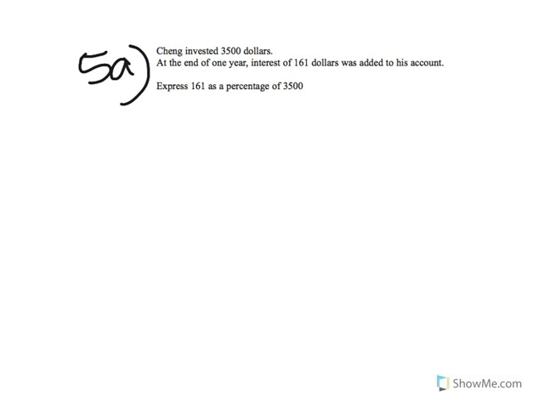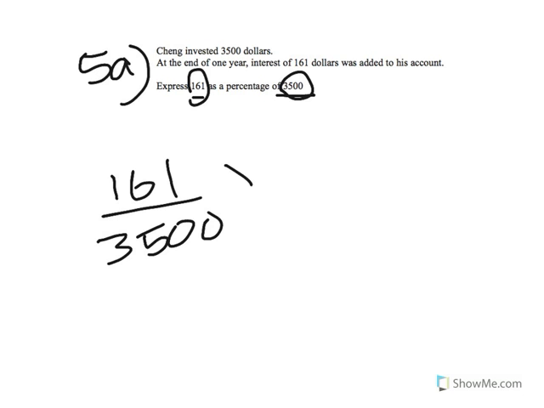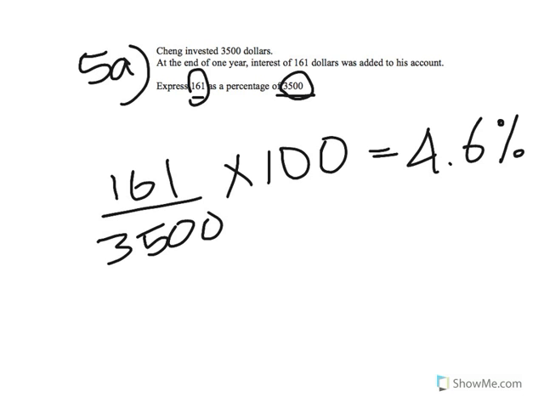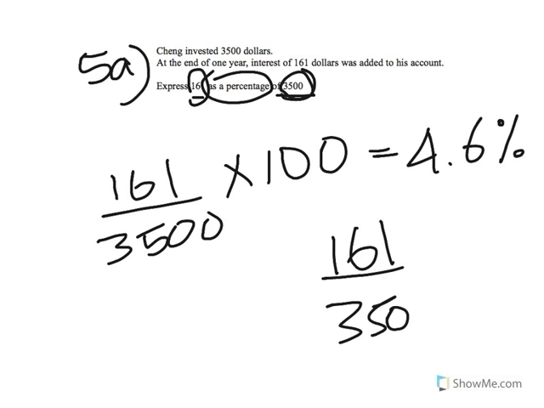5a is really simple. You've been told that Cheng invested $3,500. He got an interest of $161 added to his account. You have to express 161 as a percentage of 3,500. Now whenever you're being asked to express something as a percentage of something, this number goes at the bottom, right? And this number goes at the top. And you just multiply this by 100 to get a percentage, and you're going to get 4.6%. It's because you're being asked 161 as a percentage, meaning as a percentage is over 3,500 times 100. That's what it is.